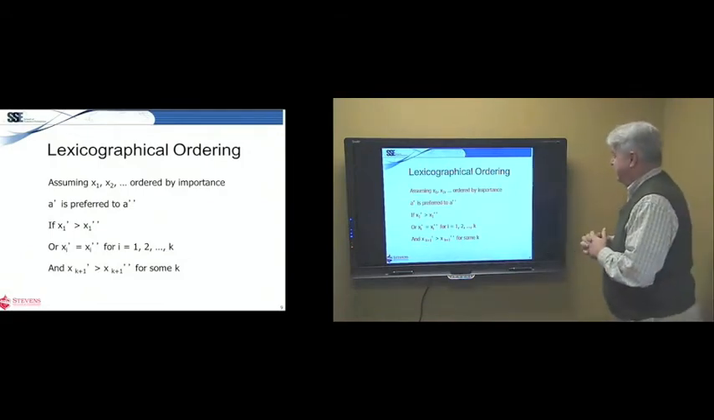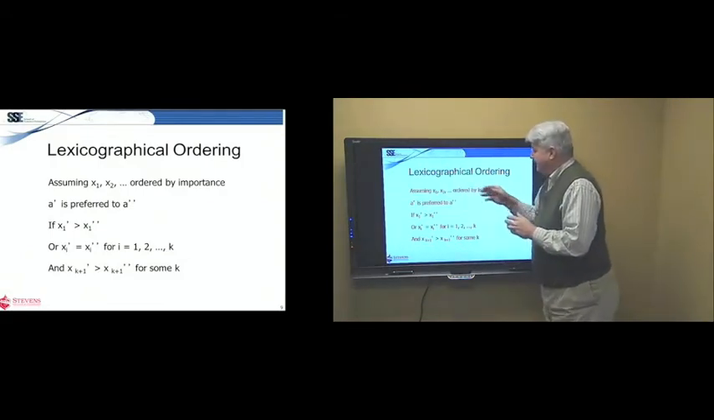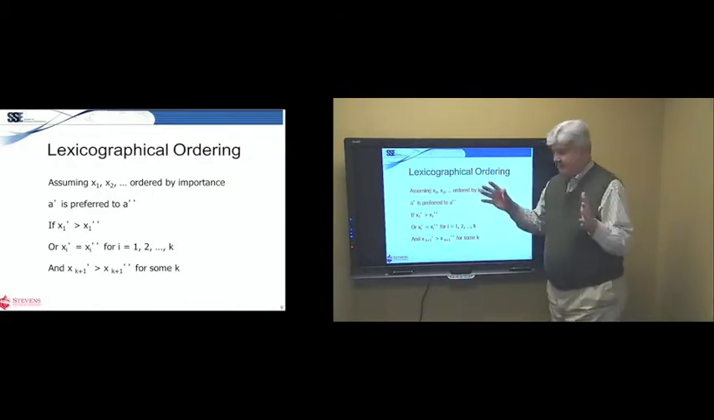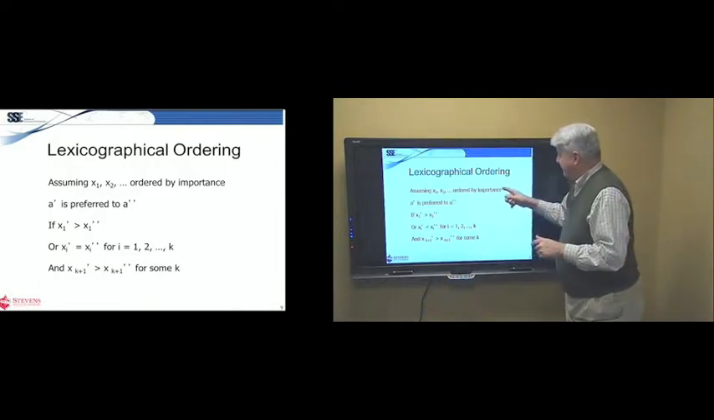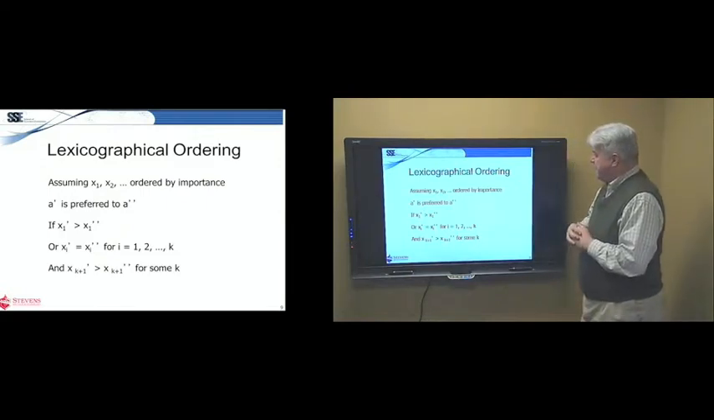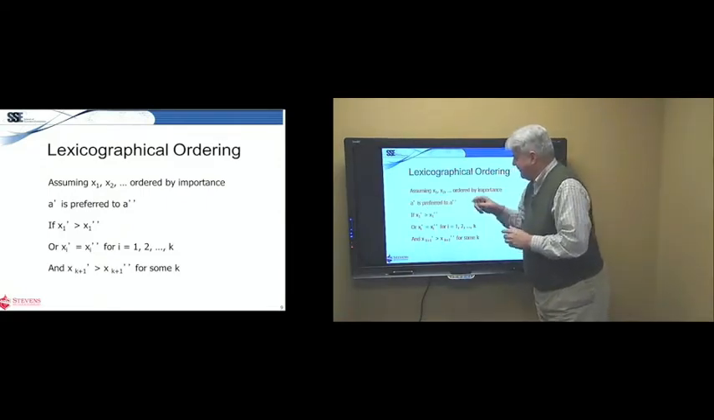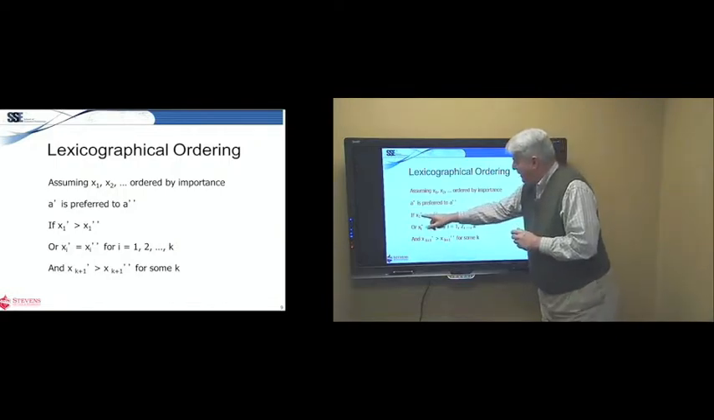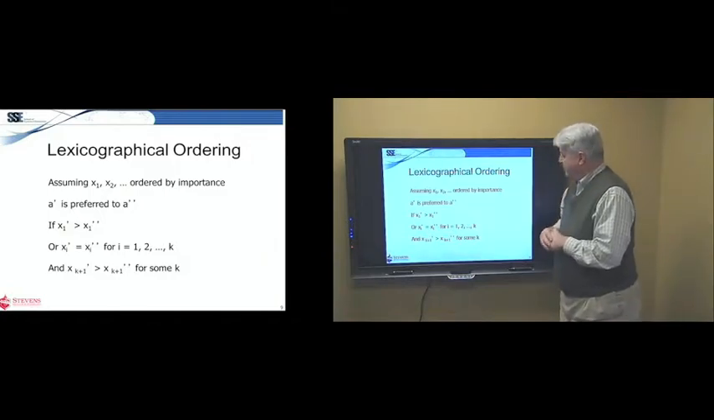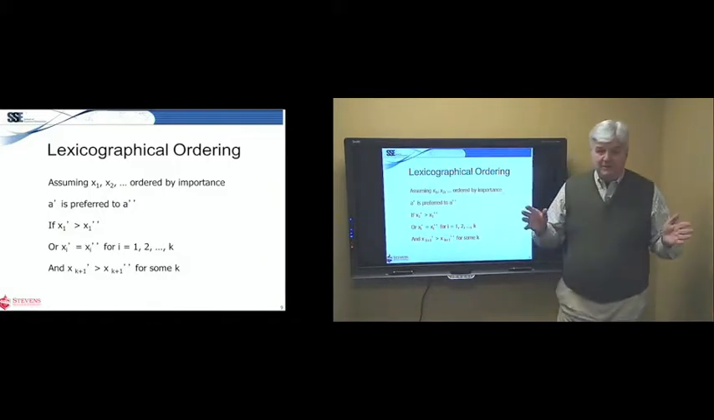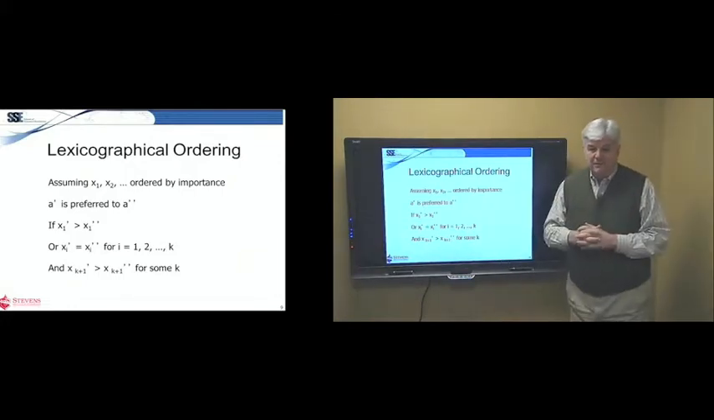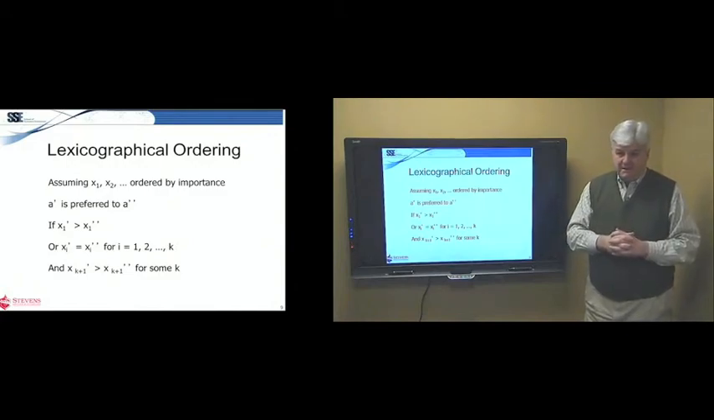Now here's an interesting topic that is a mouthful, lexicographical ordering. We're still trying to avoid assessing the value function. Okay? So we assume that all of these attributes are ordered by importance. In other words, x1 is more important than x2, etc. And we say basically that A prime is preferred to A double prime if x1 prime is greater than x1 double prime. In other words, we only have to have the first attribute be better, and we pick that alternative. So for example, we might say price. We're going to choose the lowest price thing, period. Okay. This makes it simpler.